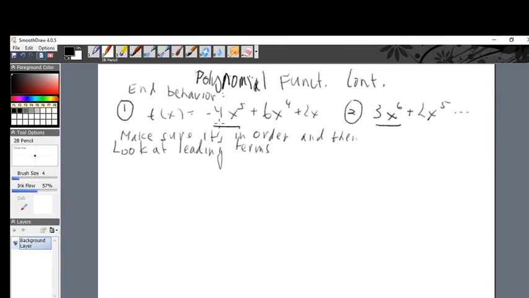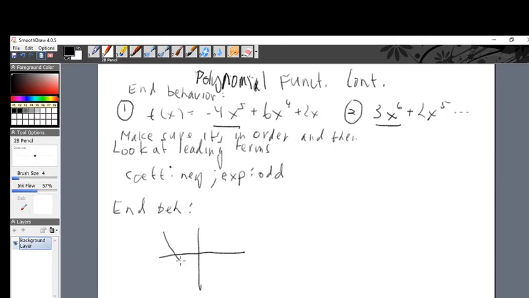All right, so now the coefficient is negative, and the exponent is odd. Okay, what's that going to get you? That means the end behavior is going to look like this, just as you saw in video number 32.